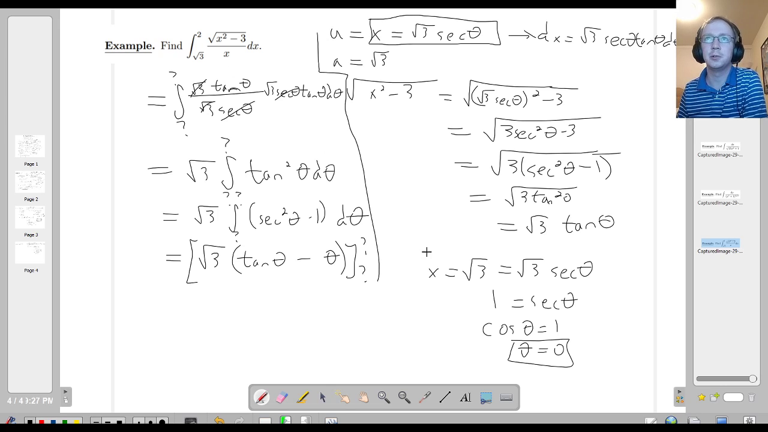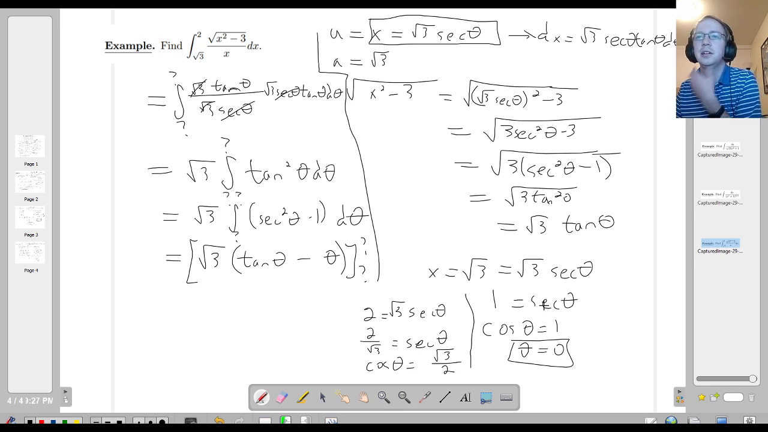Alright, now let's work on the second one. Same equation here. I've got 2 equals root 3 secant theta. So let's see, 2 over root 3 equals secant theta. If I flip both sides upside down, I've got cosine theta equals root 3 over 2. So I just need to think, when is cosine theta equal to root 3 over 2? Well, that's going to happen when theta is equal to pi over 3, pi over 6, or when it's equal to negative pi over 6.